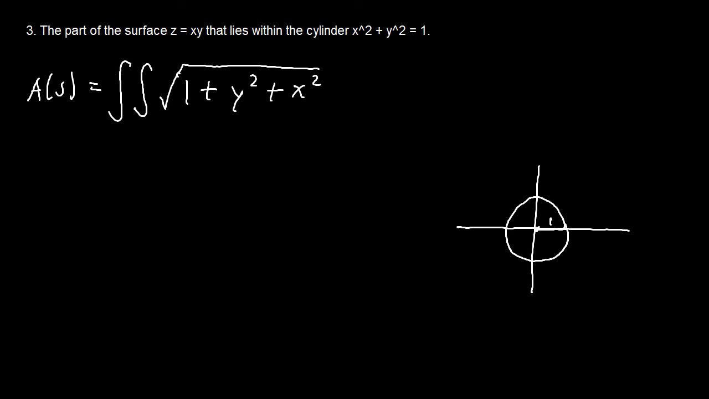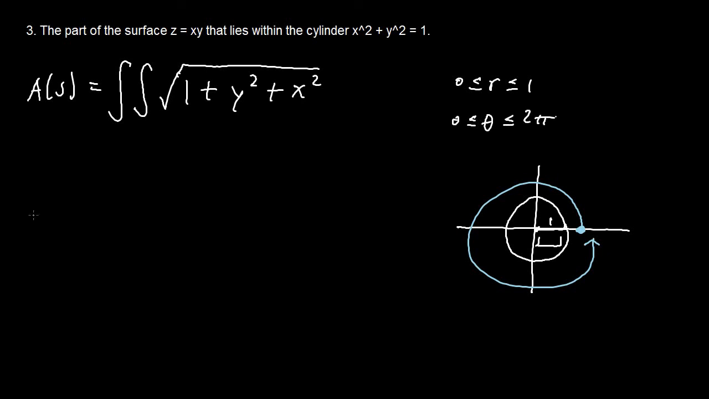Now realize that r, or the radius, just goes from 0 to 1. So we can say that r is between 0 and 1. And then for theta, obviously it's a full circle, so it starts at 0 radians and goes all the way to 2 pi radians. So we can say that theta ranges from 0 to 2 pi.